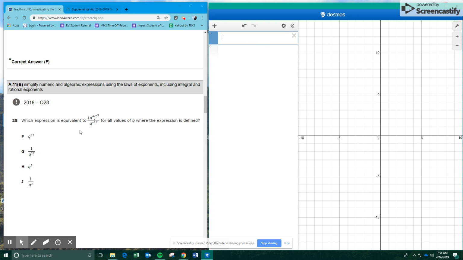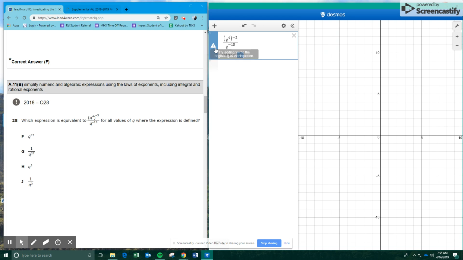But it says, which expression is equivalent to q to the 4th raised to the negative 3rd power all over q to the negative 15 for values of q where the expression is defined? Okay, let's type it in. Now, we start with parentheses. We've got q raised to the 4th, close parentheses. That raised to the 3rd, and then all of that divided by q to the negative 15th.